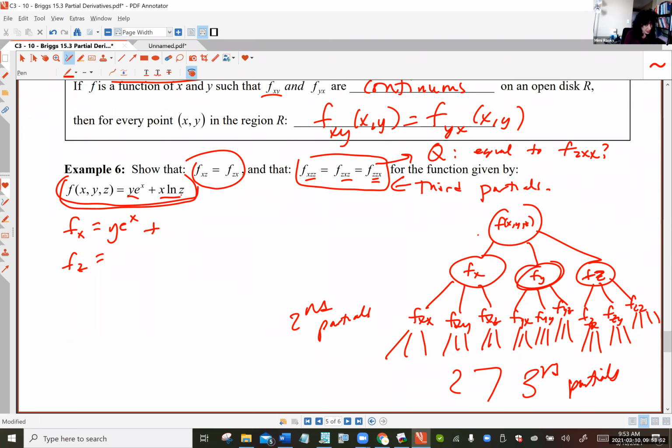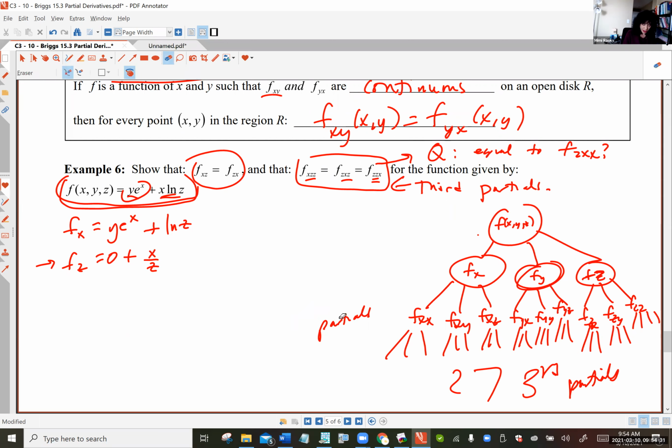Plus, when I differentiate x times ln z with respect to x, it's just going to look like the constant multiple, ln z. So there's one of the partials. Okay, the other partial, fz, you're going to hold x and y constant. So what is the derivative of y times e to the x with respect to z? 0. Plus the derivative of x times ln z with respect to z. It's going to be x over z.